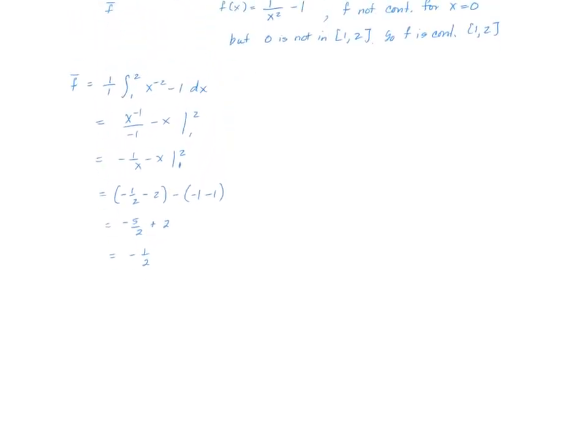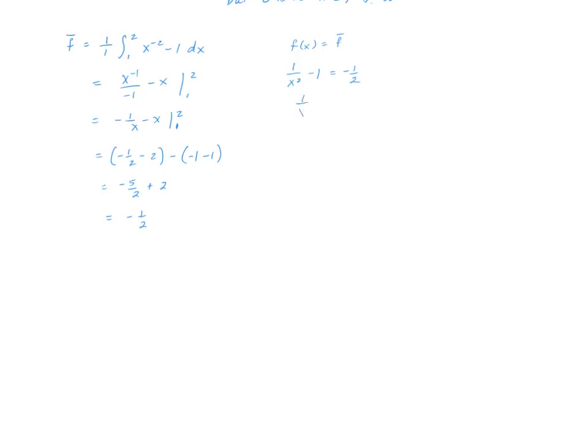The next step, I have to figure out for what x the function f of x is equal to the average value of the function. So my function is 1 over x squared. I would rather work with a positive exponent, so I'm going to change the x to the negative 2. 1 over x squared minus 1. I'm looking where that is equal to negative 1/2. And then I'll solve for the x value.